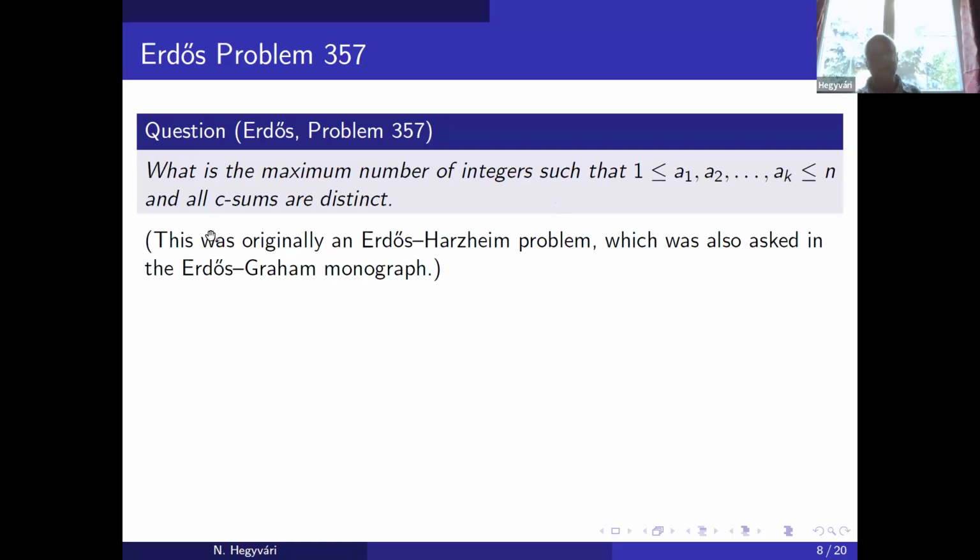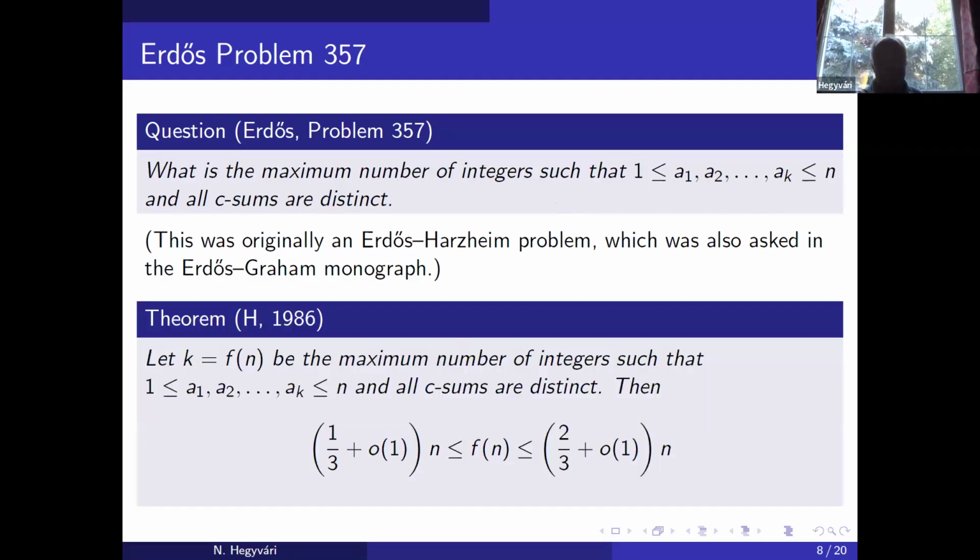It was originally an Erdős-Harzheim problem, and I found the first case when it is mentioned in a collection of the Erdős-Graham monograph, Old and New Problems in Combinatorial Number Theory, from 1980. Okay, and I answered this problem in 1986. Then the maximum is between 1/3 and 2/3, up to a small error, and there is no further improvement here.